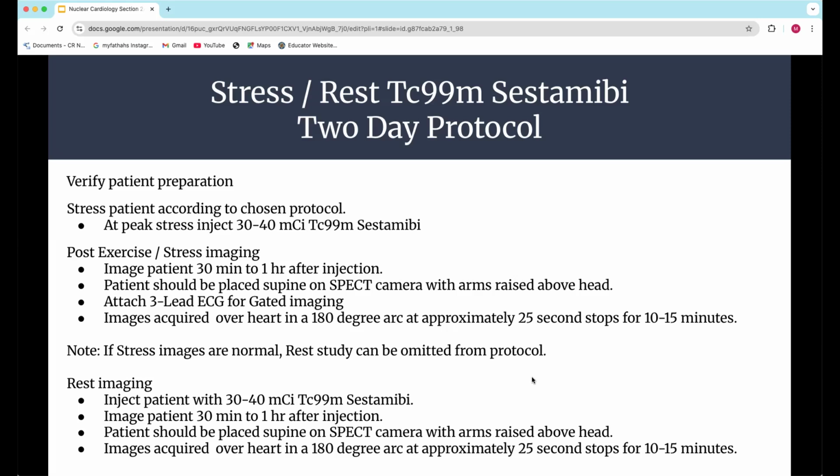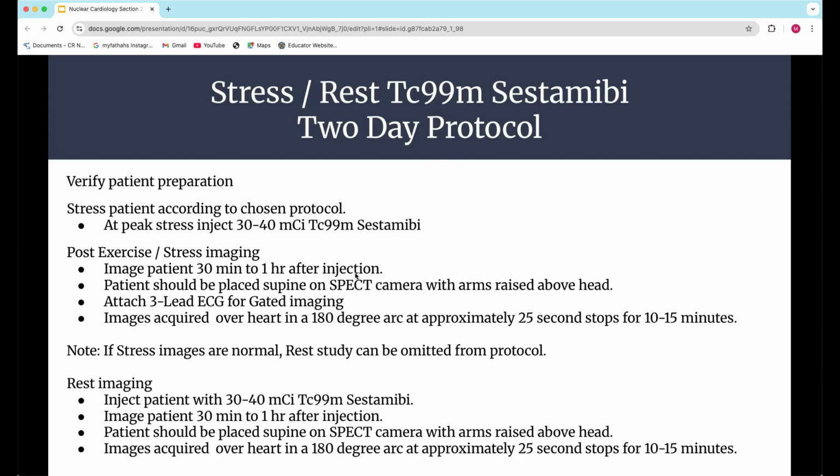I've had patients actually ask me that question, like, how come you stressed me and then you let me calm down? So how am I going to get a good picture as I'm not stressed anymore? Well, it's because we have 6 hours to do that. It locks in place where it was at. Okay. So in this protocol, you're going to do the stress first. You're going to image the patient 30 minutes to 1 hour after injection.